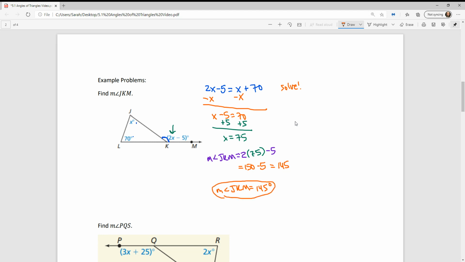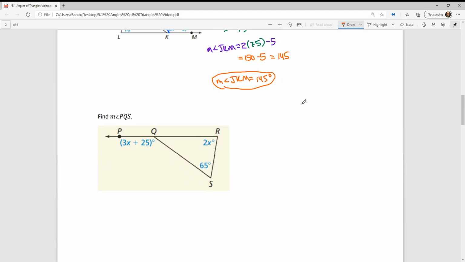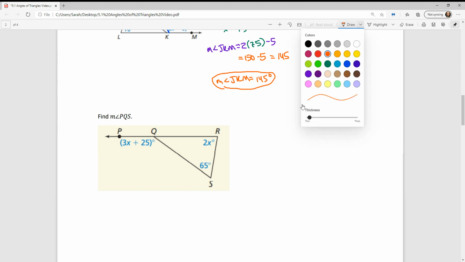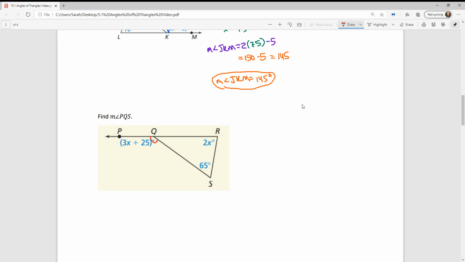The math would still check out since x is 75 plus 70, 75 plus 70 is 145, just like we expected. Let's try one more like that. So this time we are after measure of angle PQS. So PQS, that is this angle right here, the exterior angle.